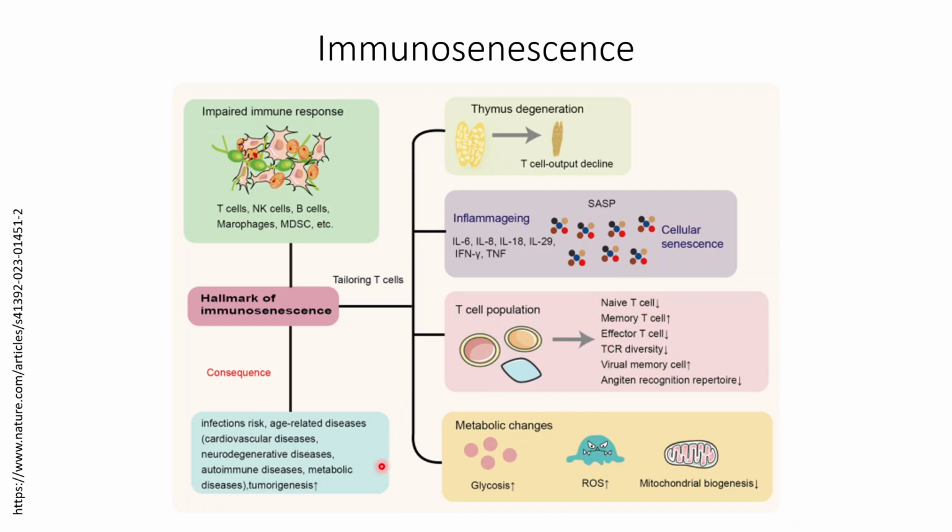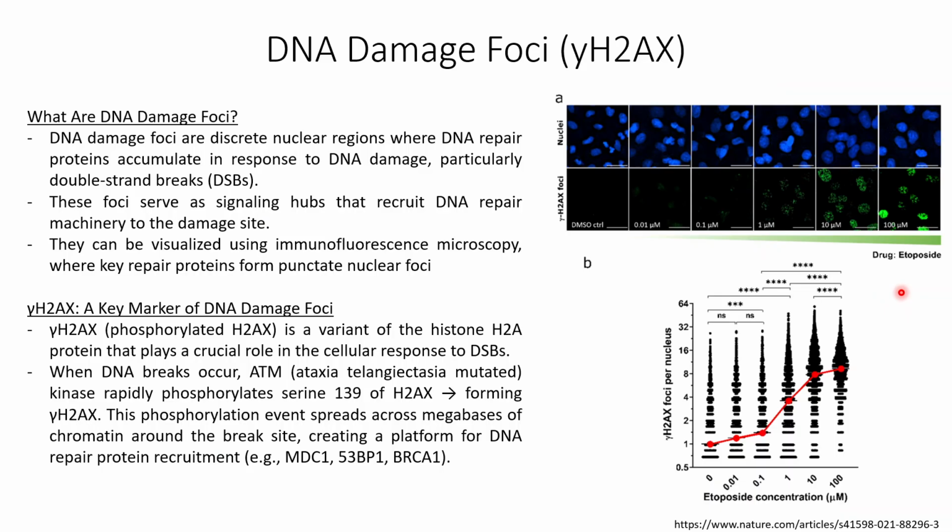And of course, you can have many metabolic changes, which is an overarching problem during aging: metabolic dysfunction, an increase in ROS, and a decrease in mitochondrial biogenesis. So this all can lead to immunosenescence, which can then cause a whole host of diseases and disorders in an age-related way. Yeah. Cool.